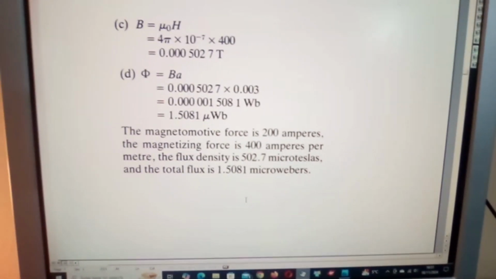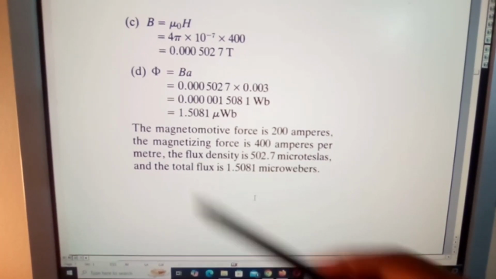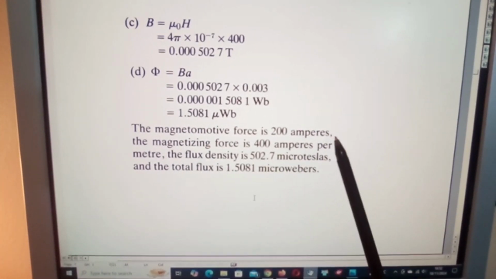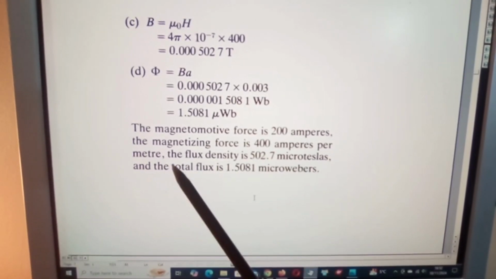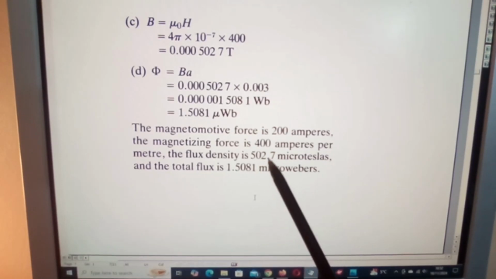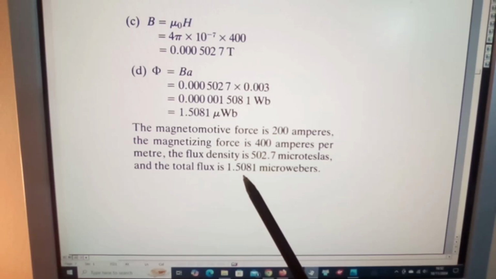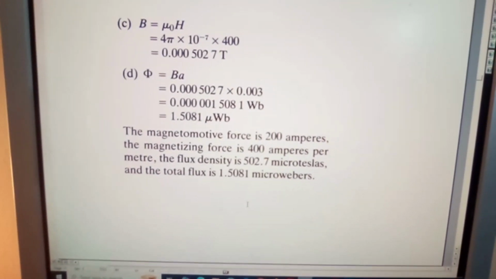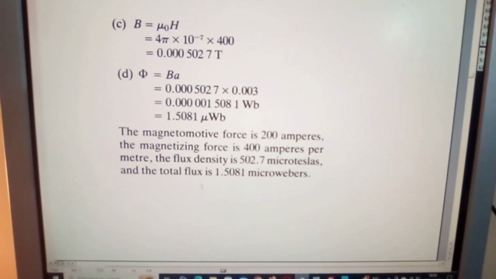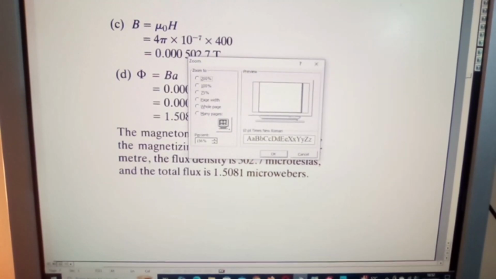The magnetomotive force is 200 amperes. The magnetizing force is 400 amperes per meter. The flux density is 502.7 microteslas, and the total flux is 1.5081 microwebers. Let me just see if I can make this a little bit larger so that there's no doubt about it being seen when I come to review it.